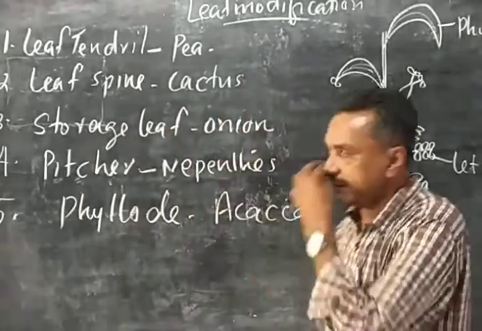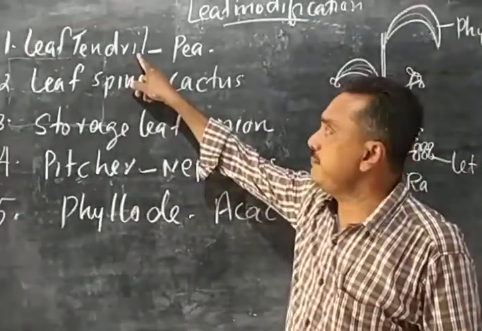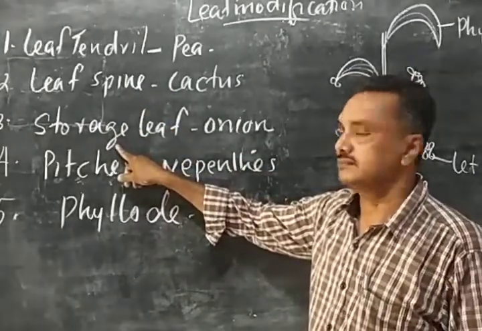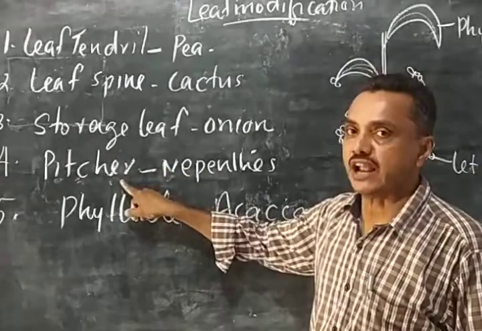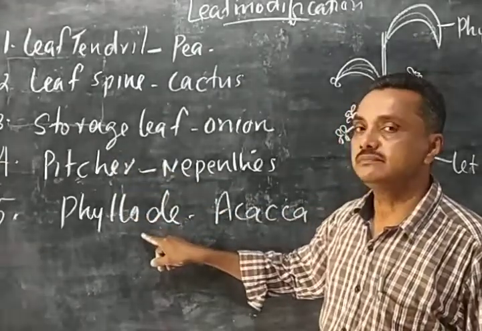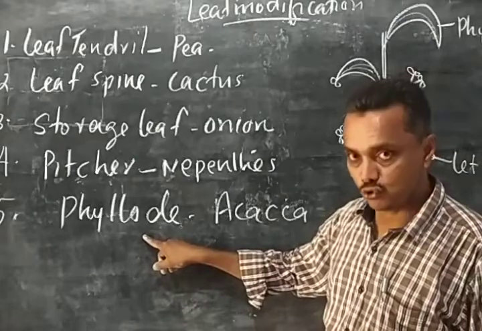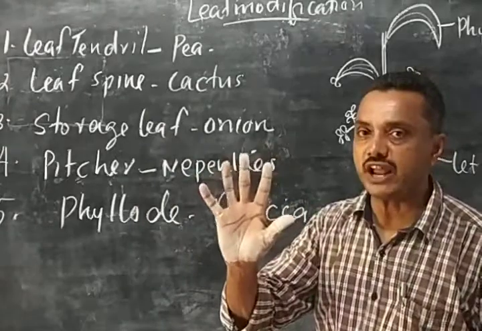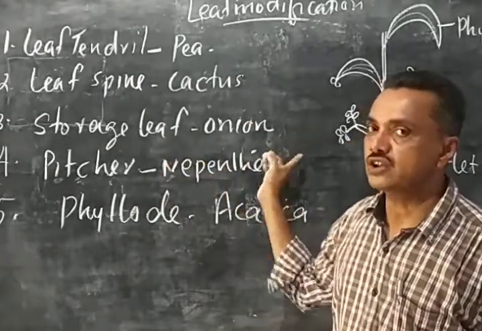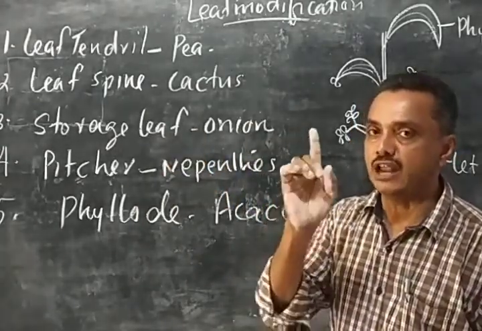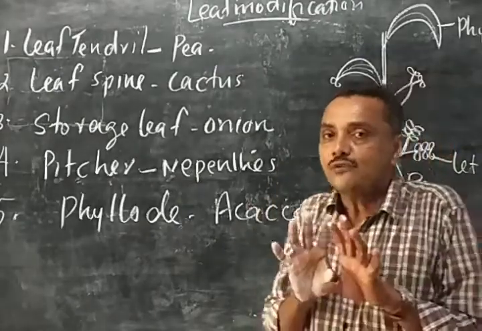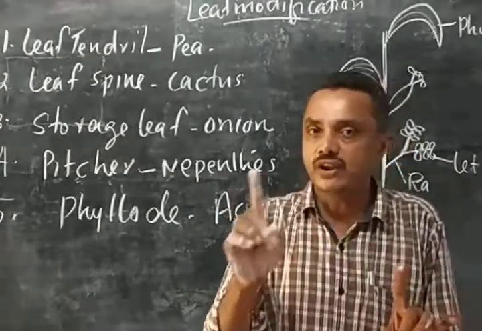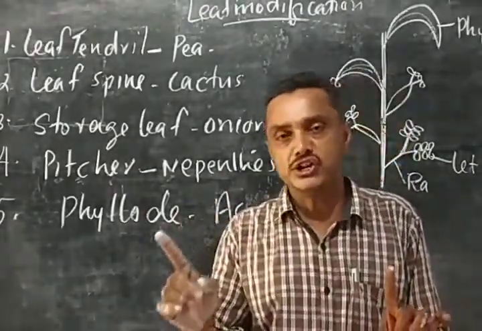There are five examples. One, leaf tendril for climbing over the support. Leaf spine to reduce transpiration. Storage leaf for storage, as in onion. Pitcher for catching insects. Phyllodes in acacia for photosynthesis and to reduce transpiration. These are the leaf modifications, five types. Remember the examples and diagrams; it is a 2.5 marks question. Explain leaf modifications.